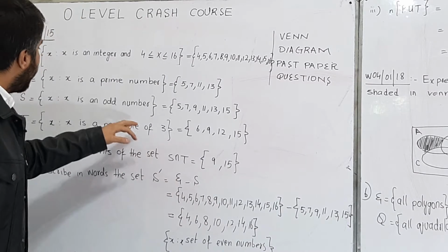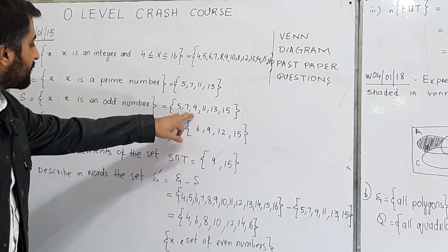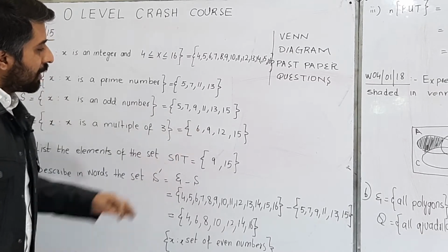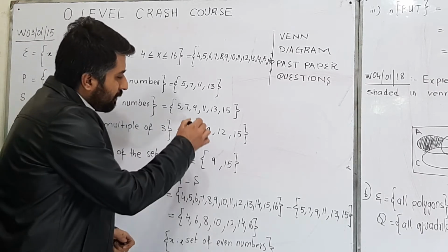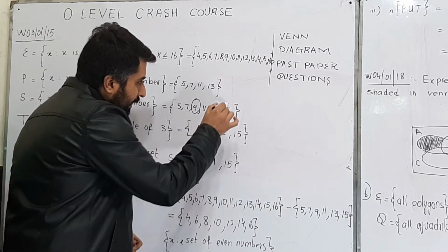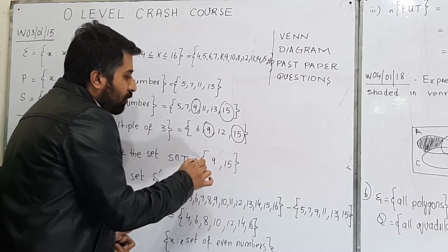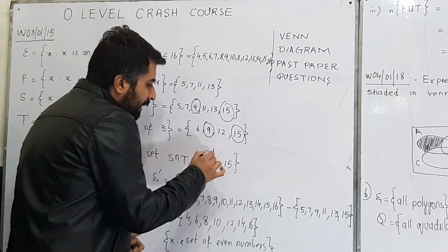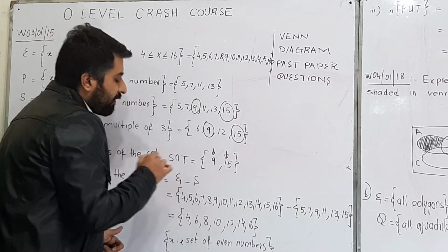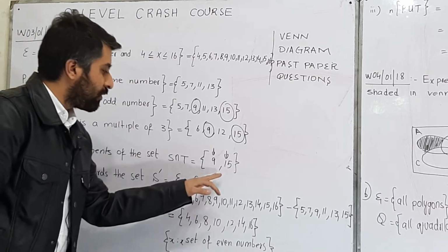Now if you look at S, this set is S, and if you look at T, this set is T. Now if you observe, the common elements in S and T are 9 and 15. So you will take out those elements which are present in both in case of intersection of two sets. So that will be your answer.